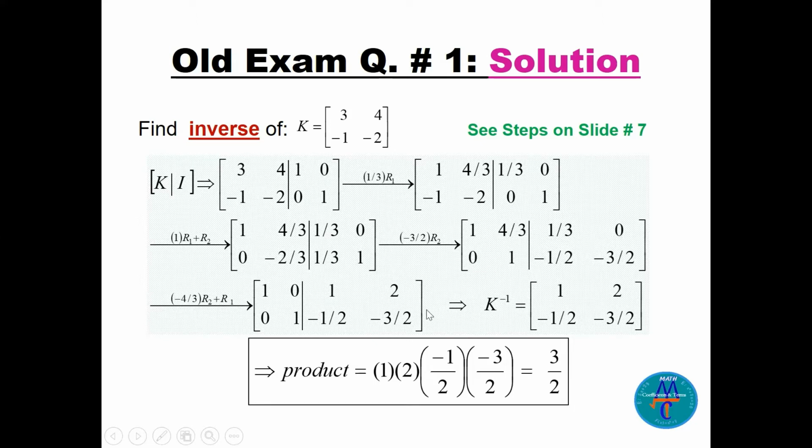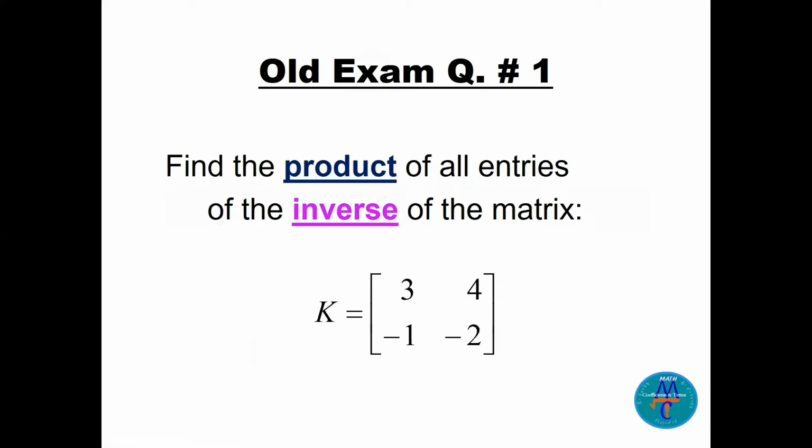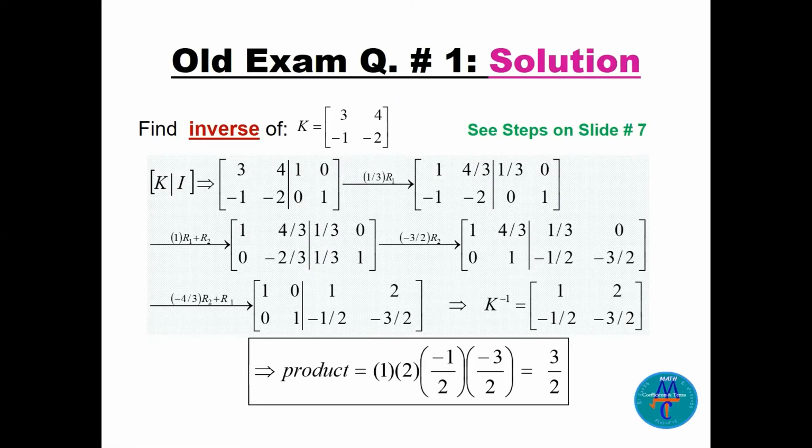You can go slowly here. And then I get the identity on this side. So this side will be the inverse. So K inverse will be 1, 2, minus half, minus 3 over 2. What do I need? Find the product of all the entries. So I have to multiply all of them: 1 times 2 times minus half times minus 3 over 2. And the answer will be 3 over 2.